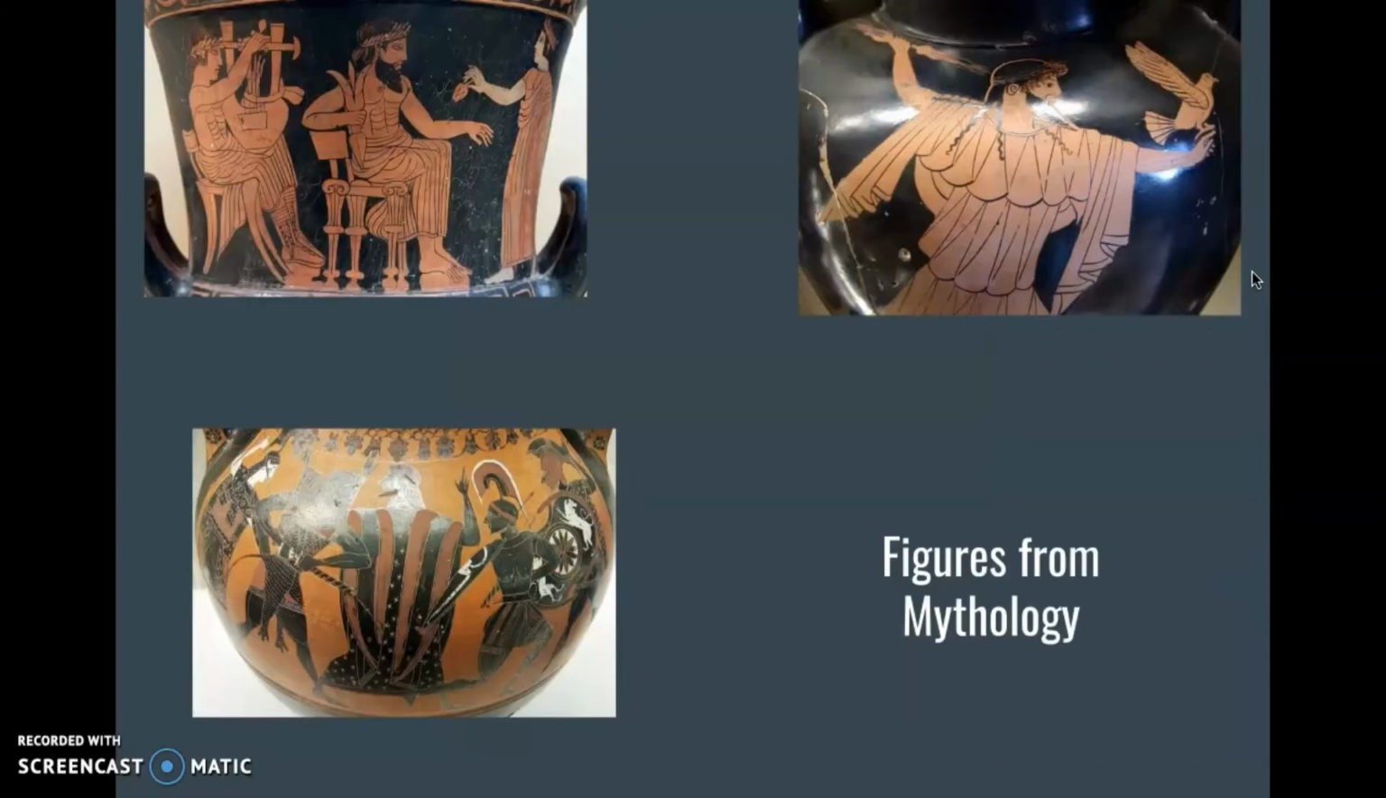Here's some more examples. This is Zeus, pictured in all three of these vases. And Zeus was one of the figures in ancient Greek and Roman mythology, and he was the god of the sky. So here's pictured Zeus with a thunderbolt and a dove. This is Zeus on his throne, and this is Zeus settling a dispute.